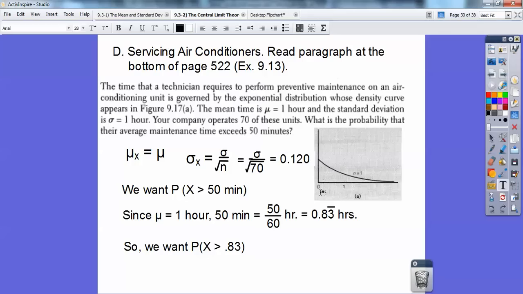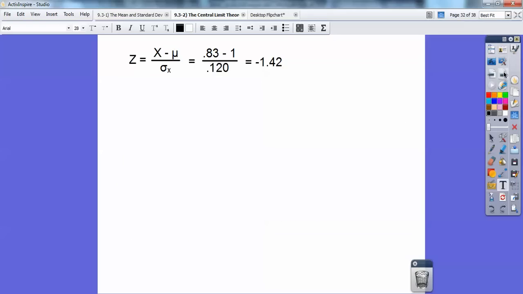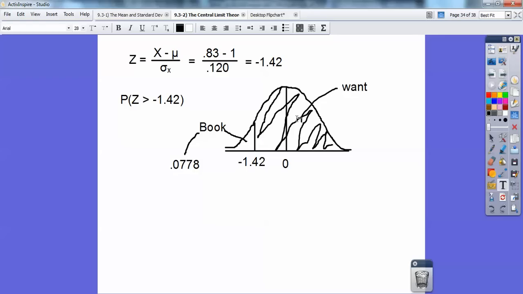So we want to know the probability that x is greater than 0.83. I'm going to do my z-score formula: 0.83 minus 1 divided by 0.120. We calculated that because it was 1 over the square root of 70. So here's my z-score. I'm going to look that up in the book. And they wanted to know greater, so we want this side over here, and your book is always going to give you the area to the left, which is 0.778. So you do the 1 minus action right there, and you get 0.9222.